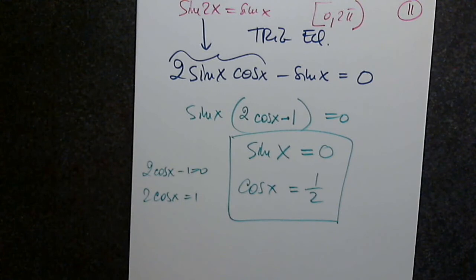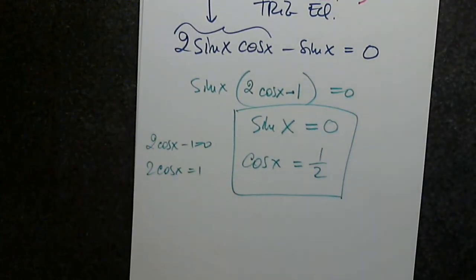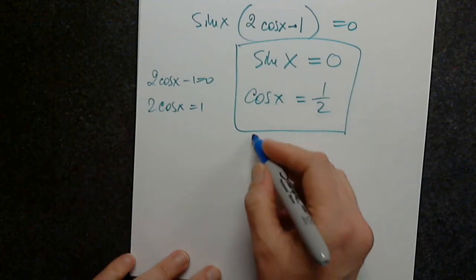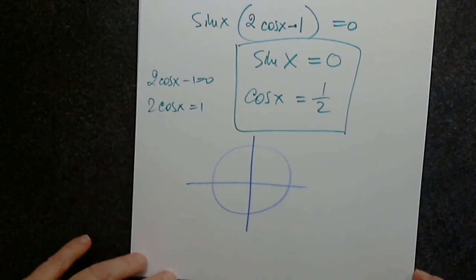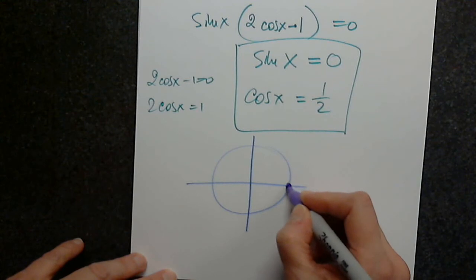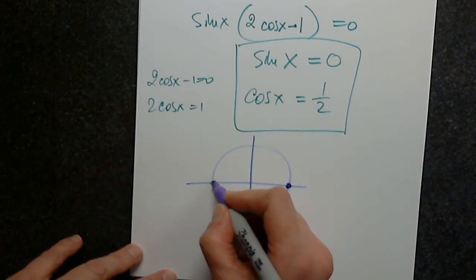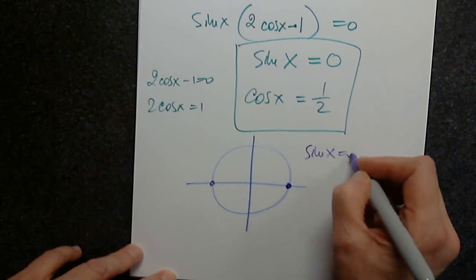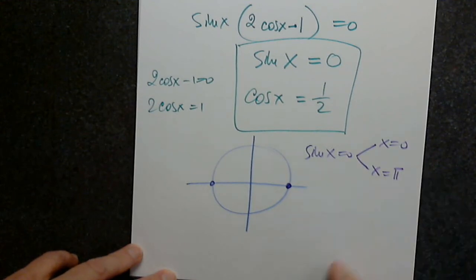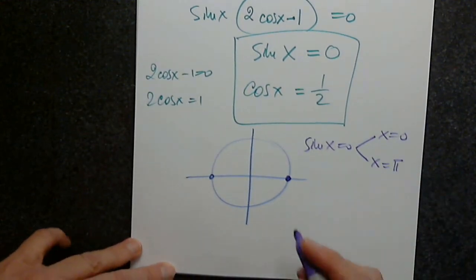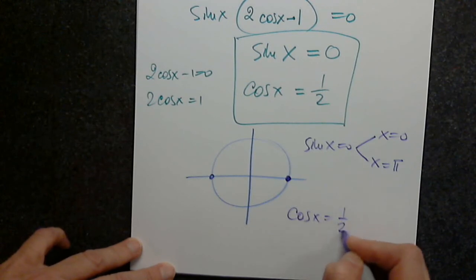Back to the unit circle. We measure sine on which axis? Y, very good. Where is sine 0? In a complete rotation. Yes, at 0 and pi. So sine x equals 0 means x equals 0 and x equals pi. Now we want to solve the equation cosine equals 1/2.